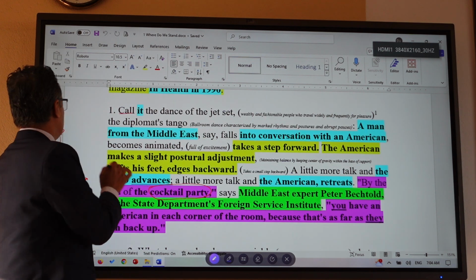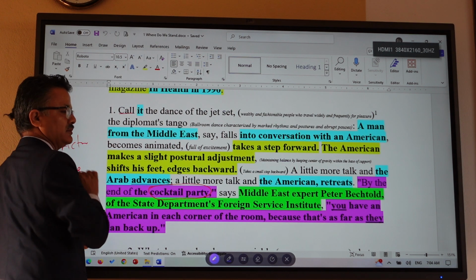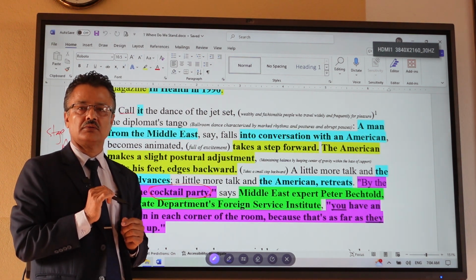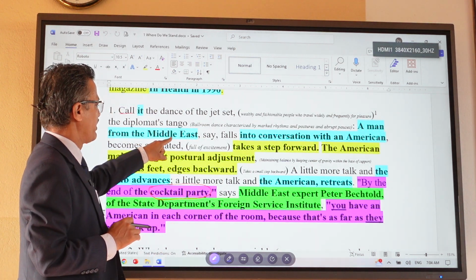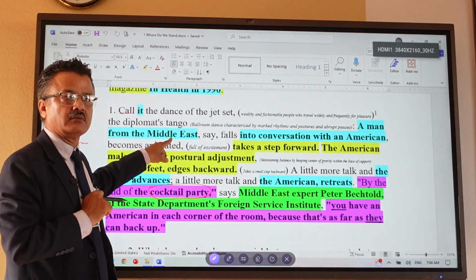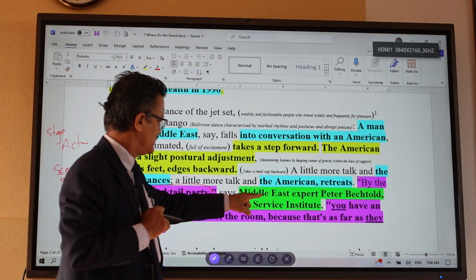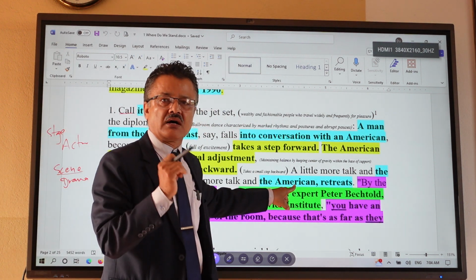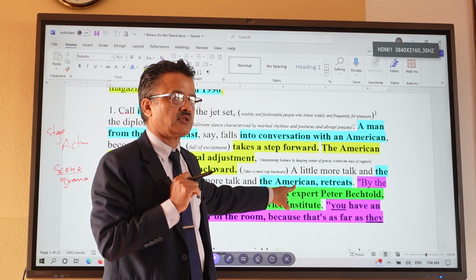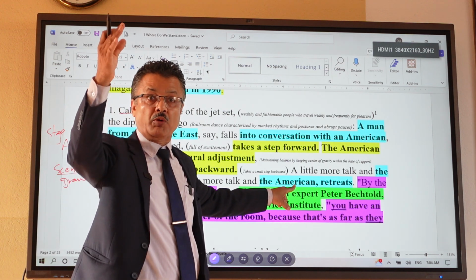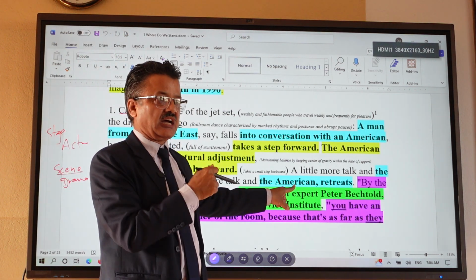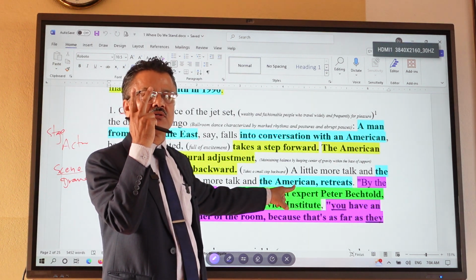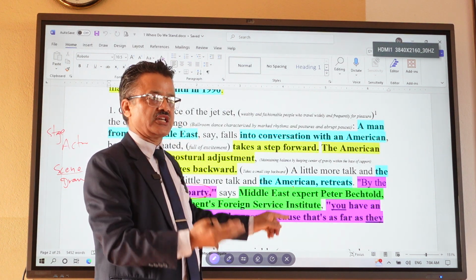In a drama, there are actors, people. Now, who are the actors in this drama? The man from the Middle East is one actor. The American is another actor. There may be more people over there. There might have been. But Lisa Davis chooses two of the actors, two of the characters, and she presents them.